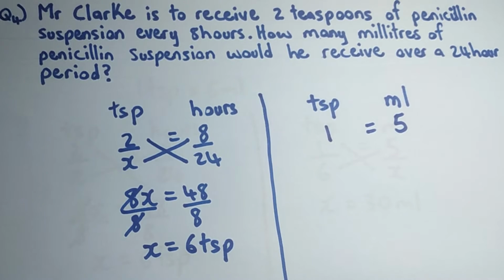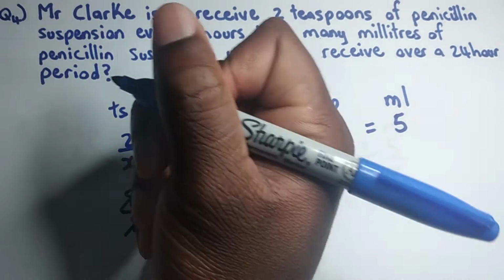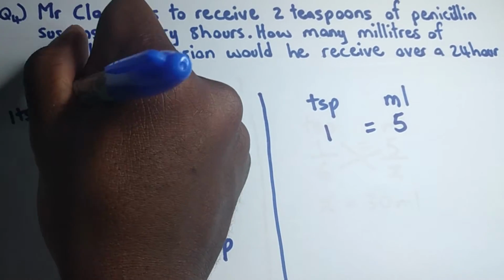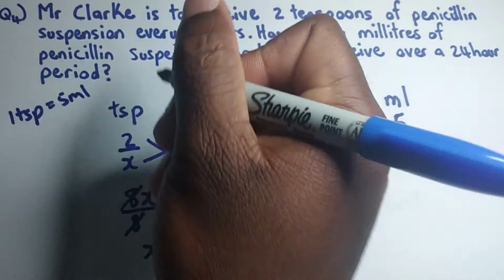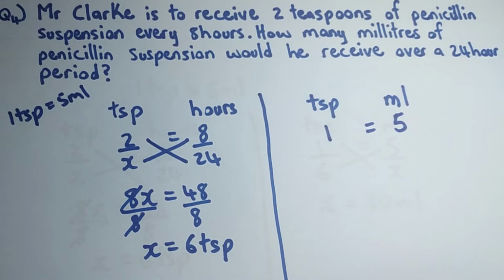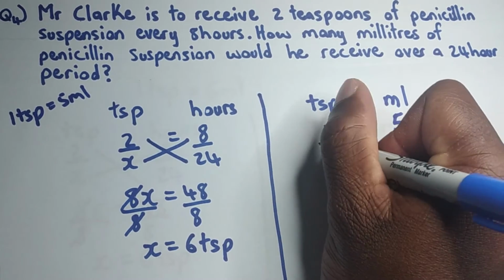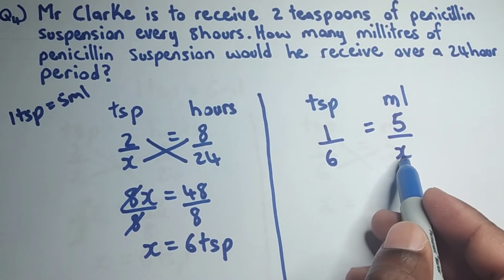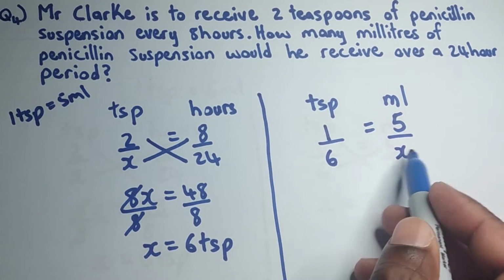So you probably want to make a note of that. So 1 teaspoon, let me put that over here. 1 teaspoon is equal to 5 milliliters. All right. That's a very key thing to know, because it wasn't given in the question. So you have to know that yourself. So what we want to do now is to convert this 6 teaspoons into milliliters. So we don't know the equivalent in milliliters for this 6 teaspoons here.